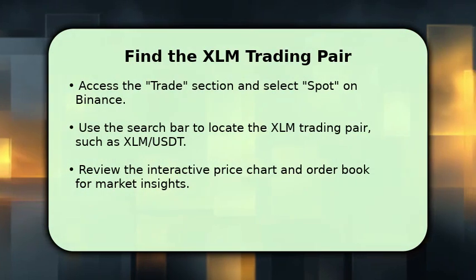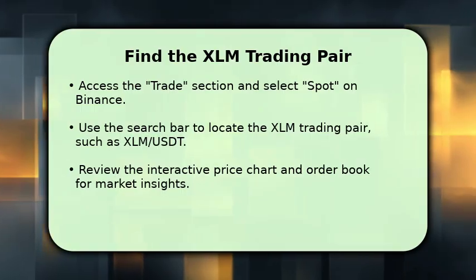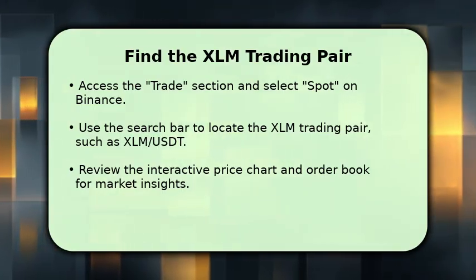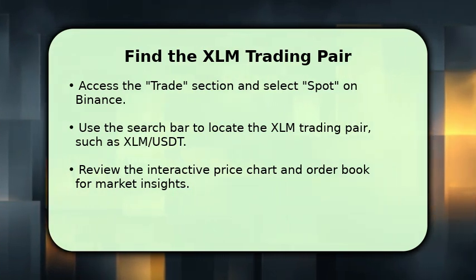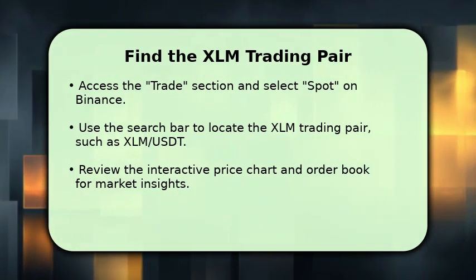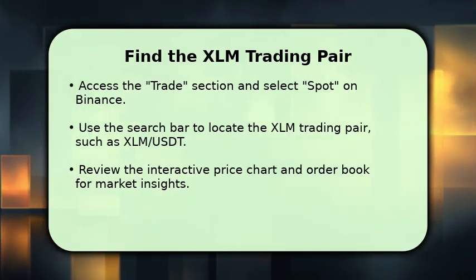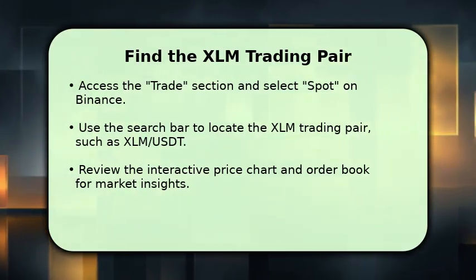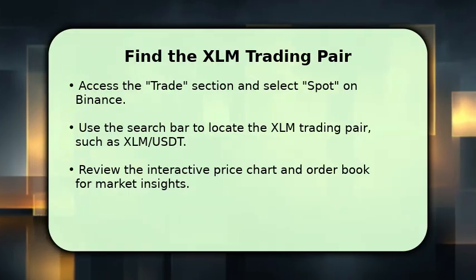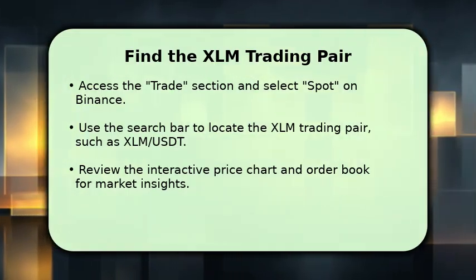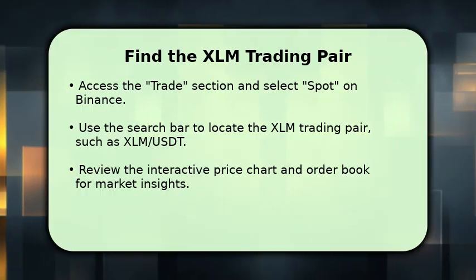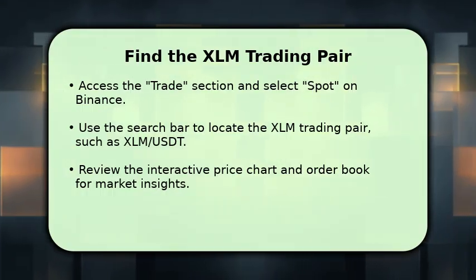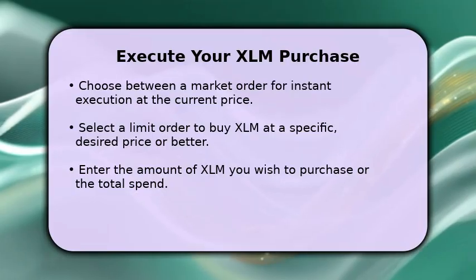Once your account is funded, it is time to find Stellar Lumens. Navigate to the Trade section on Binance and select Spot Trading. Use the search bar, typically found on the right side, to type in XLM and find its trading pairs, like XLM versus UST. You can then review the interactive price chart and the order book to gain market insights. Binance provides over 1,500 trading pairs, offering many choices. Now you are ready to place your order.